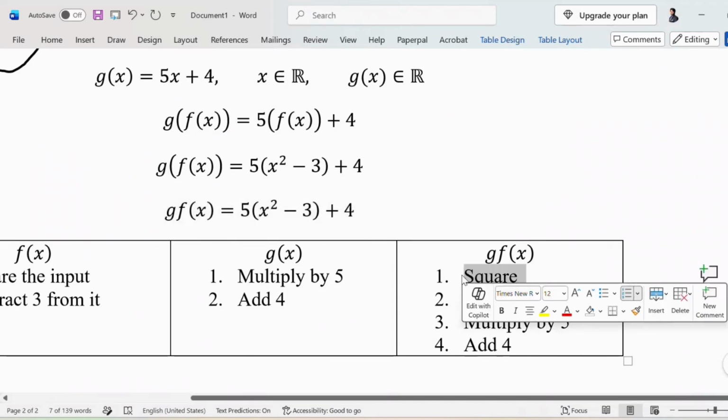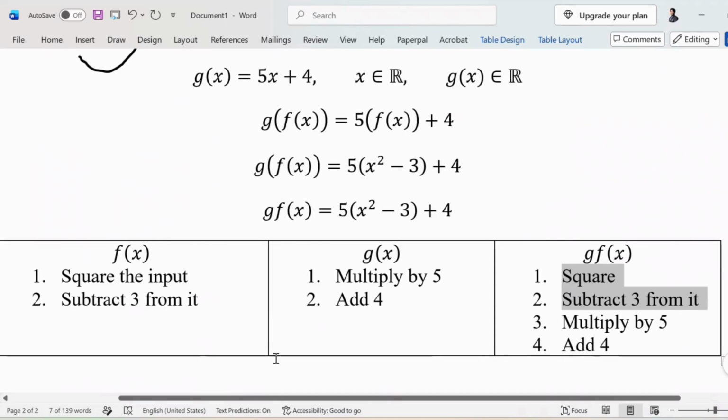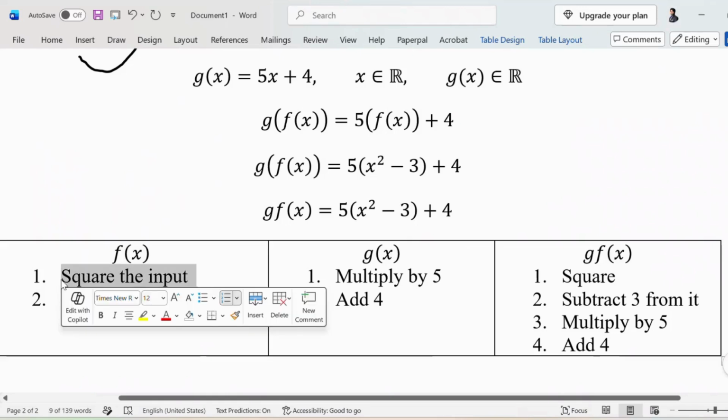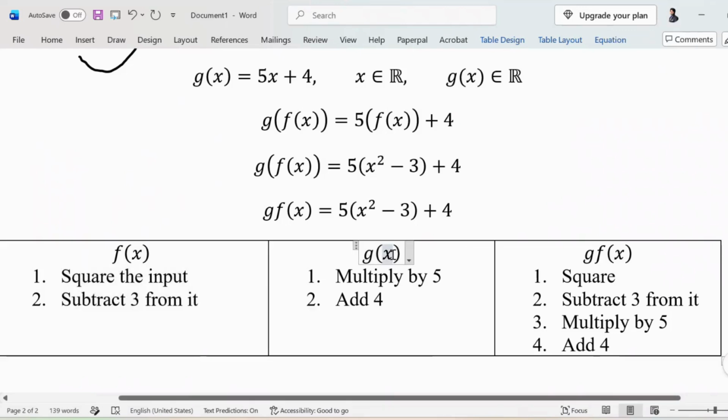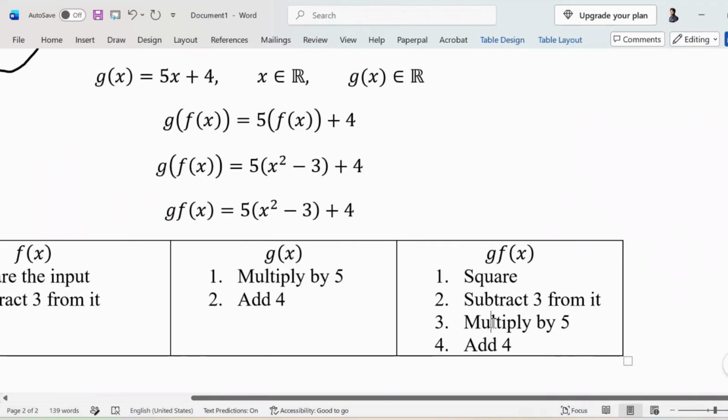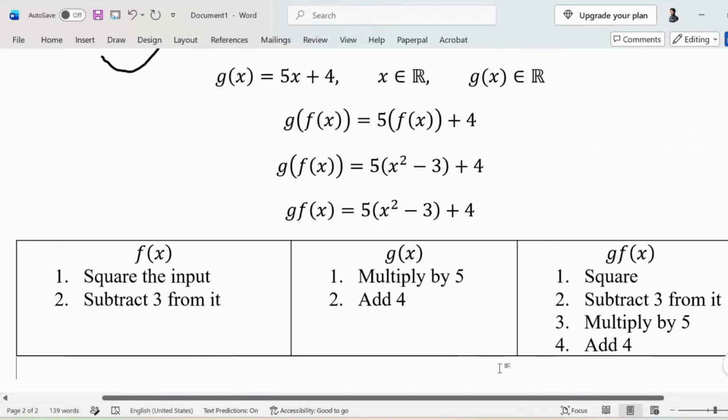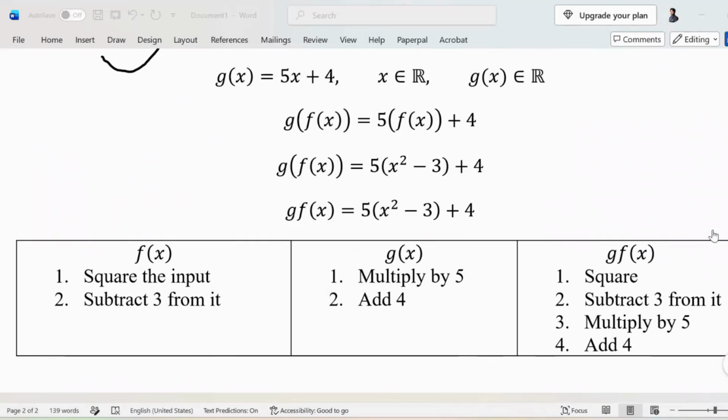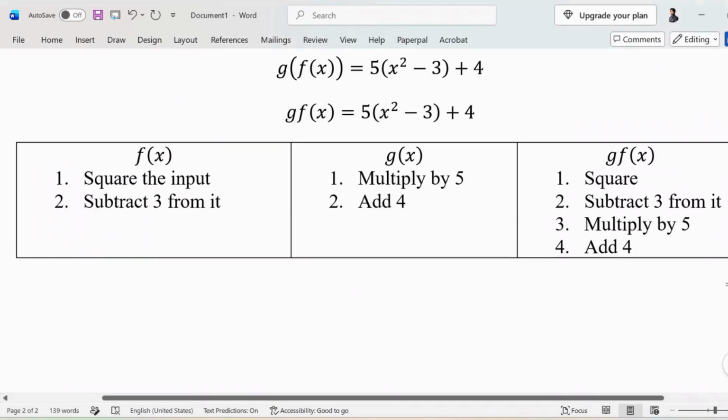These were the operations of which function, f or g? F. So whatever input you put in here, you are first doing the operations of f, and f was supposed to give you an output after these two operations, but those operations automatically became the input of g. Is this clear or not? The output of f became the input of g, and then you did the operations of g, and then finally gave me the output. Is this clear?